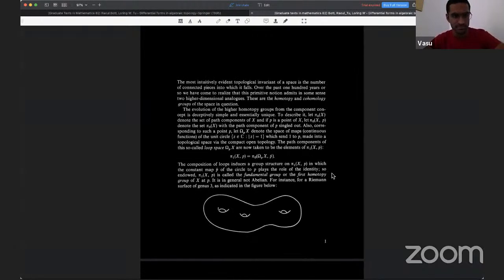So let's begin. The basic idea, as we started, is that given a topological space, you can ask a child, how many connected pieces does it fall into?